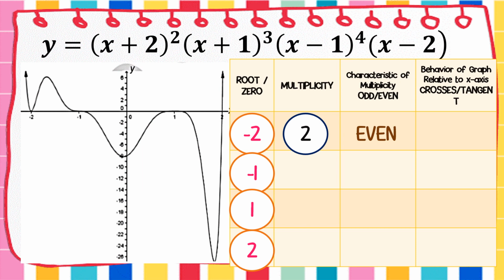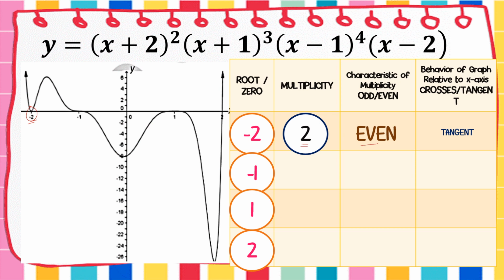What is the characteristic of the multiplicity? Si 2 ay even. Asan ba si 2 sa graph? Negative 2 ito. Ayan. Tangent lang. Ano pong ibig sabihin ng tangent? Nag-touch lang siya dun sa x-axis. Okay? Ang crosses, nag-cross. Lumampas. So, eto, si negative 2 ay tangent lang. Why? Kasi ang multiplicity niya na 2 ay even.